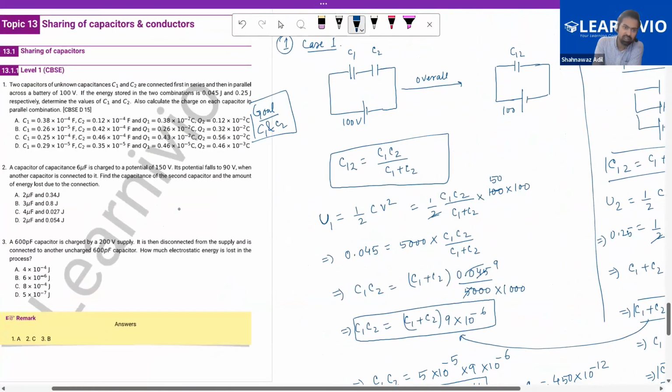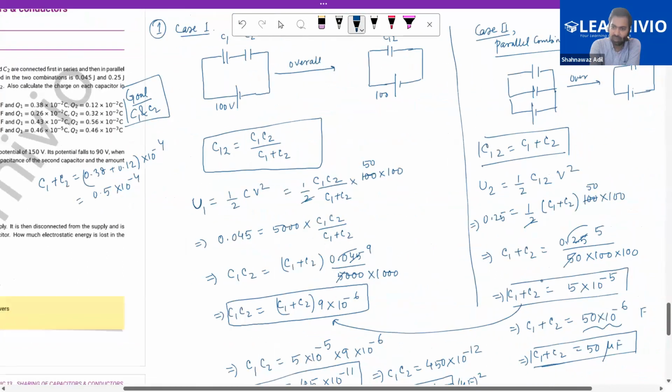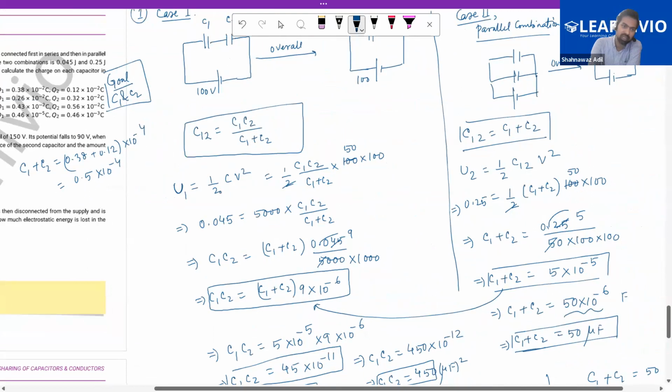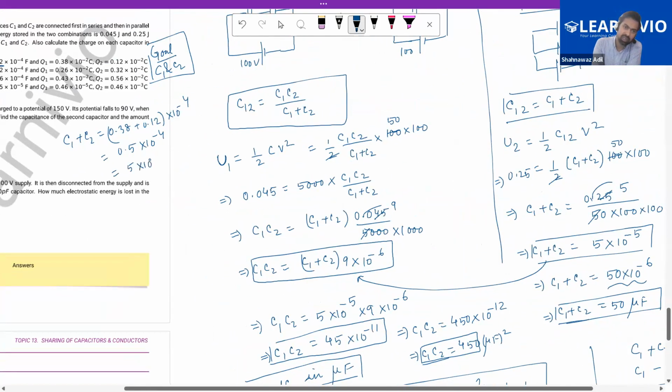This A option, C1 plus C2, how much is this? 0.38 plus 0.12 into 10 to the power minus 4. So this is 0.5 into 10 to the power minus 4. This is C1 plus C2. And what we are getting? We are getting C1 plus C2, 5 into 10 to the power minus 5.